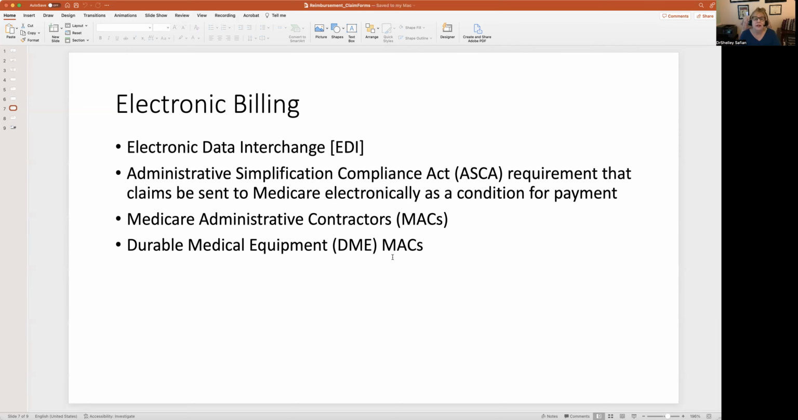The Administrative Simplification Compliance Act requires that claims be sent to Medicare electronically as a condition for payment. And that has then trickled down into Medicaid. It has trickled, as I said before, to the private payers, Aetna, United, Humana, everybody, because it saves them money and it's much more accurate. Okay. And now we have AI, automated intelligence, coming into the picture.